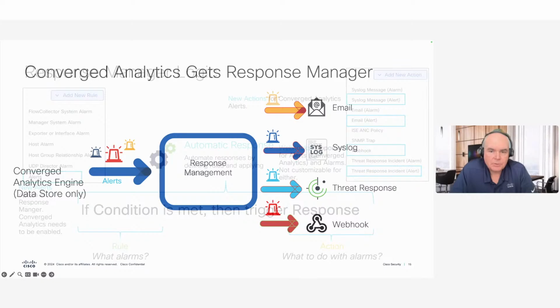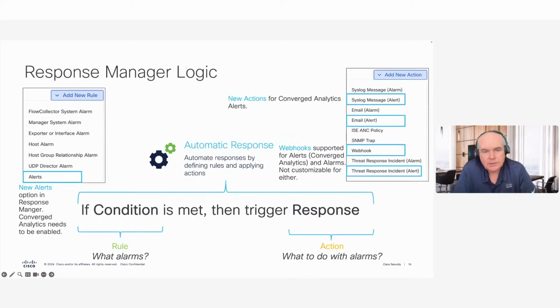A good example of what I mean is when you look at 750 now and at the response manager, you'll see there's a new option listed, and maybe you can see my mouse moving here. I can see the host alarm, host groups, and now you've got this new alert section. The alert section is for that converged analytics or central analytics. When you select that rule, you're then given actions.